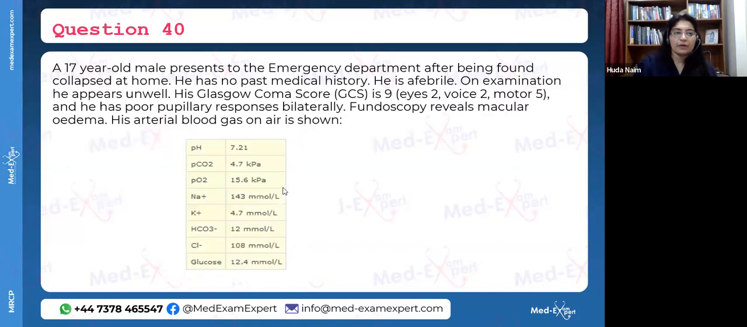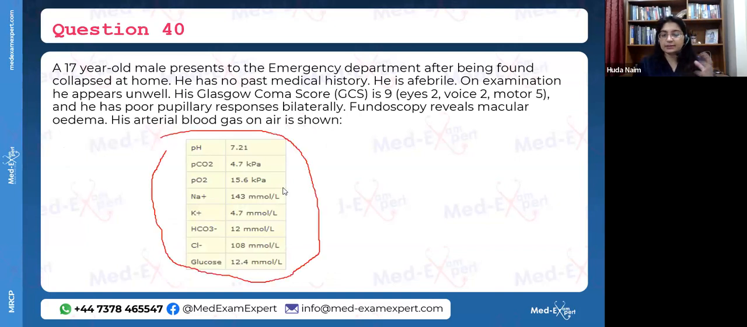Whenever you have a question where they give you the pH and they're telling you the different ions, that means that you have to calculate the anion gap. Whenever they tell you that the pH is acidic and they're giving you the ions, they want you to know the anion gap. So what's the anion gap? Is it raised or is it normal? Yes, it's a raised anion gap.